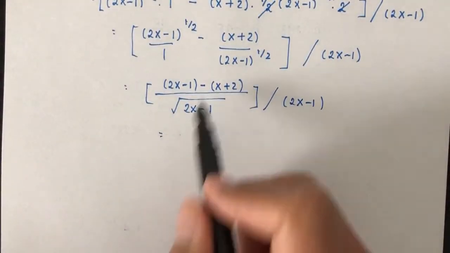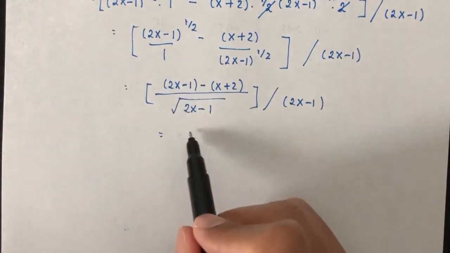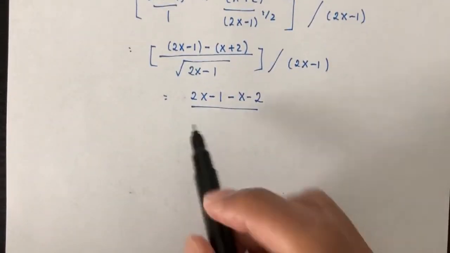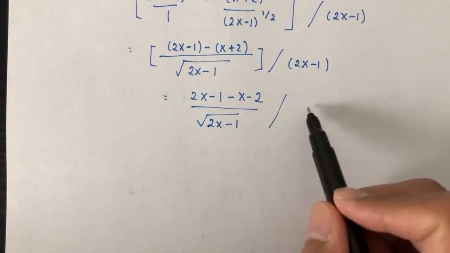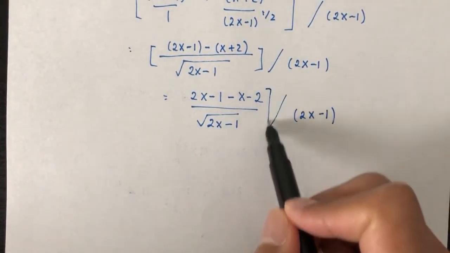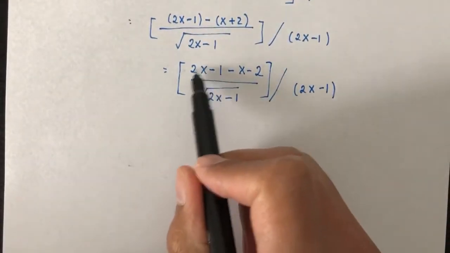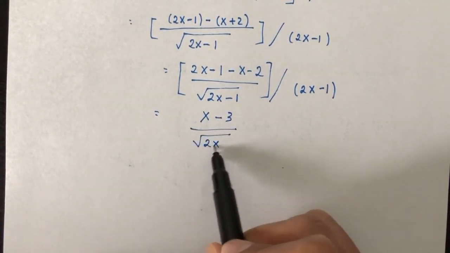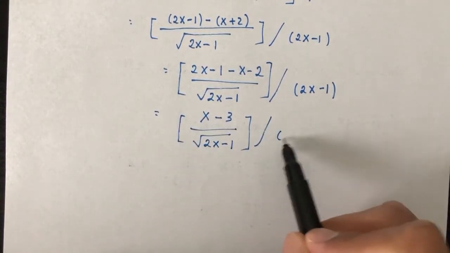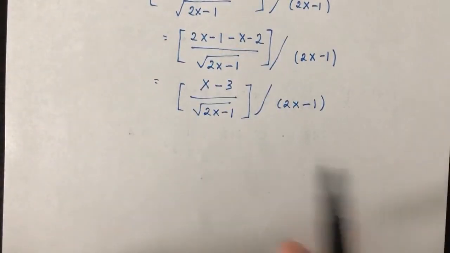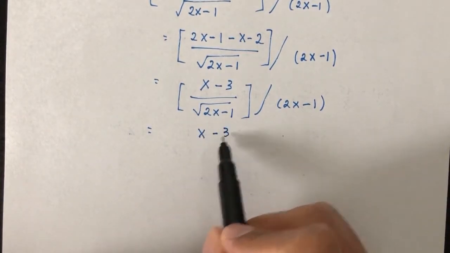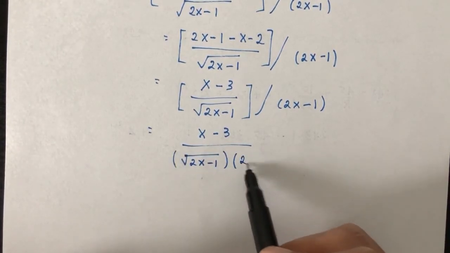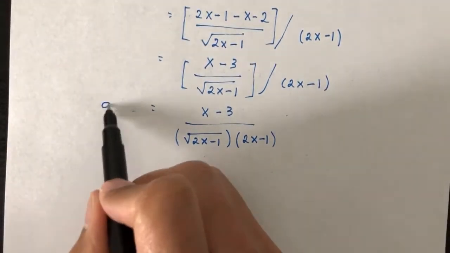Simplify again, see what we have. We will have 2x minus 1 minus x minus 2 over this. So the top will be 2x minus x, that will give me x minus 3 over 2x minus 1, divided by 2x minus 1. Simplify this, so we can write this multiplied by this. Okay, so that is your value for dy by dx.